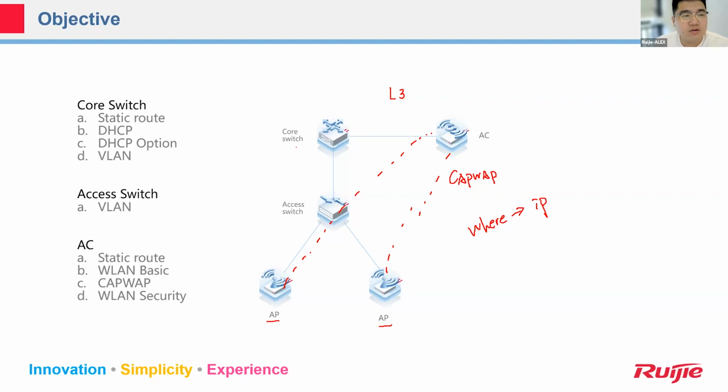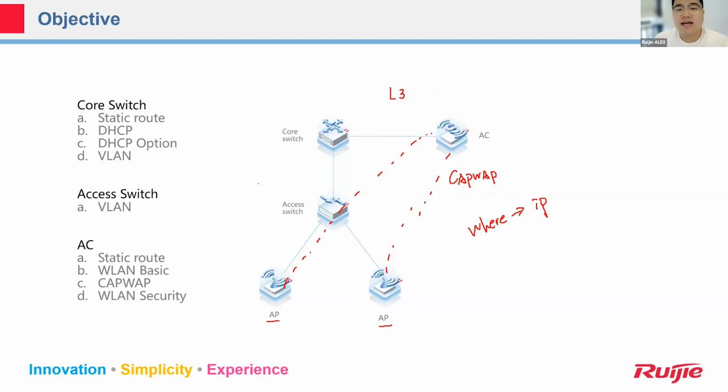Okay. And on the switches, no matter the core switch or access switch, we should configure the VLAN. For example, we should set a VLAN specifically used for the management of the AP. For example, APs belong to VLAN 30, and each WLAN or each SSID could have at least one VLAN.